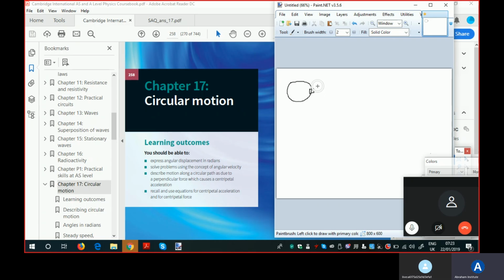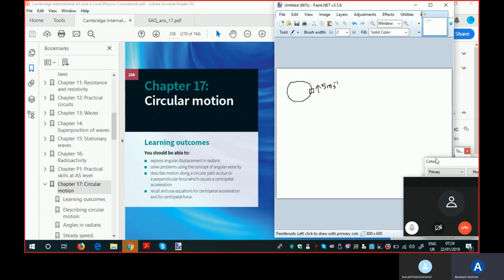Let's say this has a constant speed of 5 meters per second this way, but since the direction is always changing, the velocity is changing. Now if the velocity is changing, change in velocity is acceleration. By definition, acceleration is the rate of change of velocity. So if the direction is changing, then the velocity is changing, which means there is an acceleration.